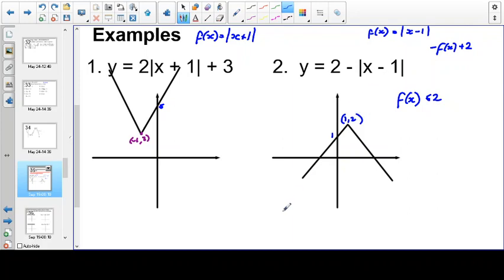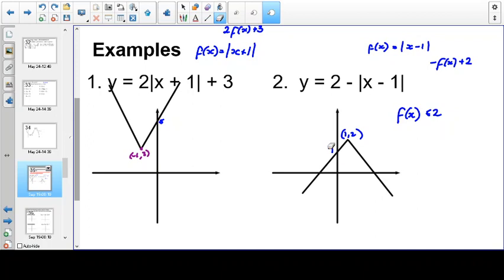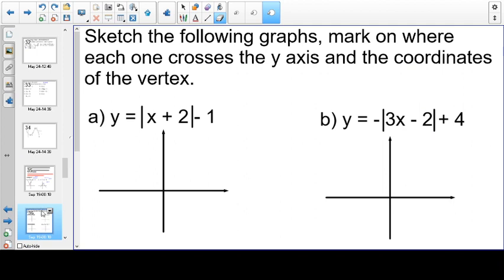Okay, so again, you could have broken it down into parts. You've got your x minus 1 graph, then you could have reflected it, and then you could have moved it up. So do however many graphs you need to do, but make sure that your final answer is clear. Label where it crosses the y-axis. We'll look at where it crosses the x-axis later in this case, and label the vertex.